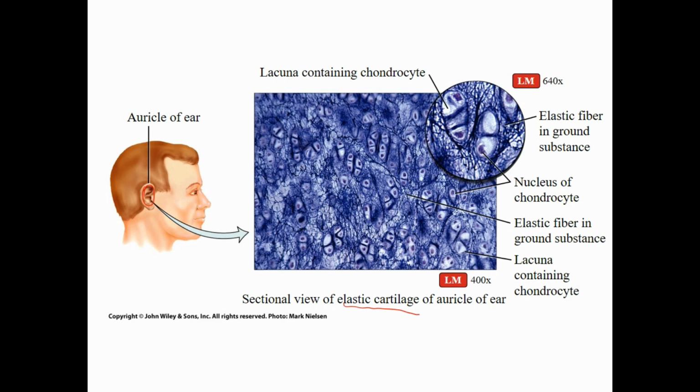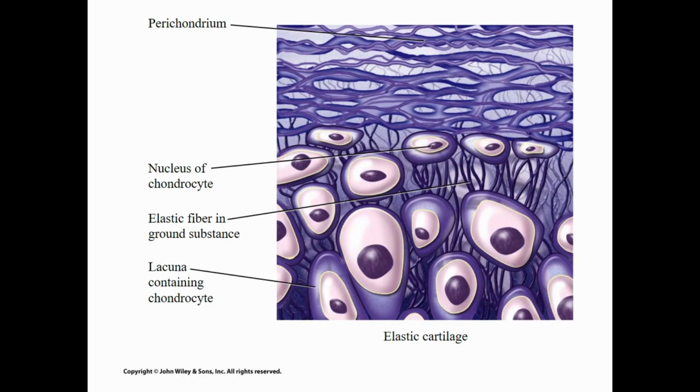And we can see everything's all the same colors. You can see the fibers are kind of a web of a network, and that's what gives it its flexibility. And here's the artistic version, all the cells and the elastic fibers, all giving it its very flexible nature.